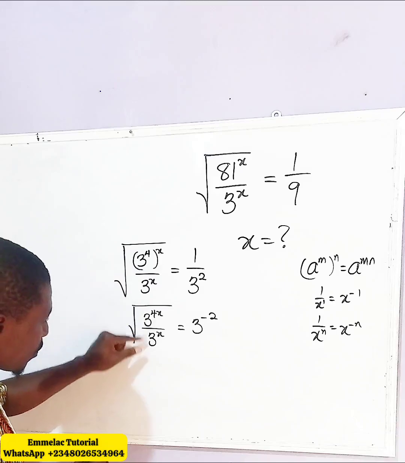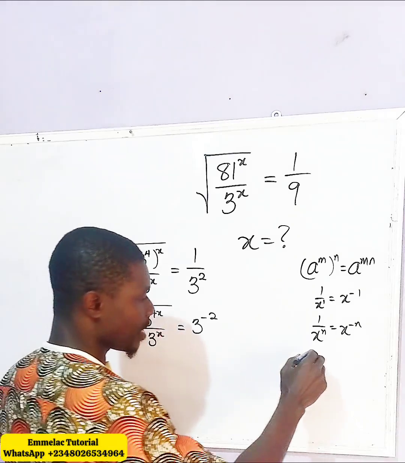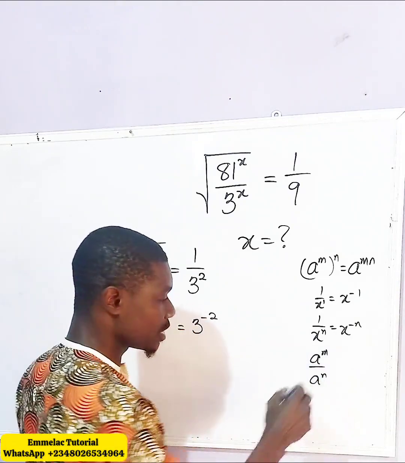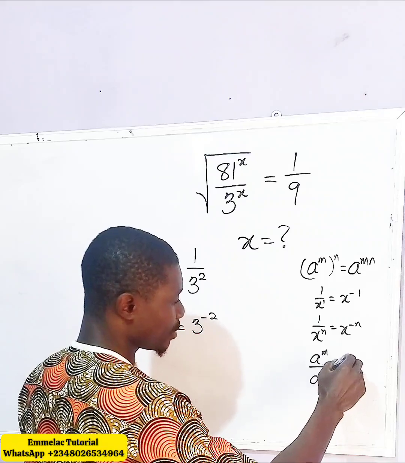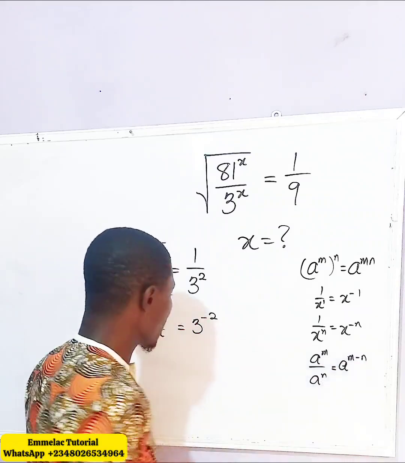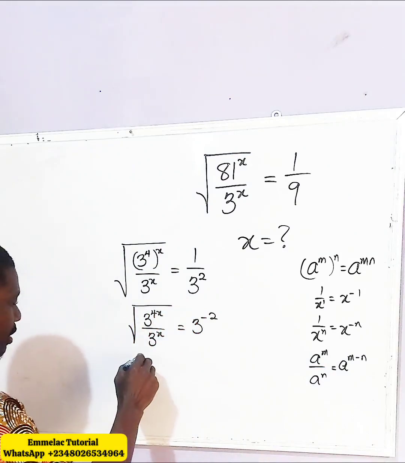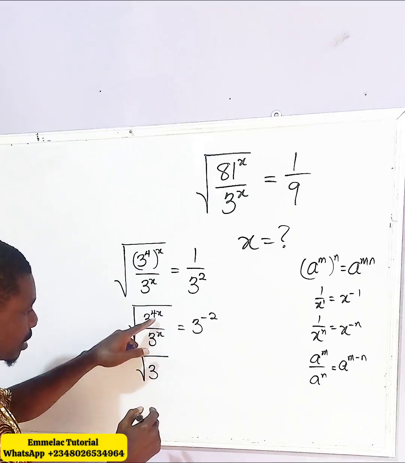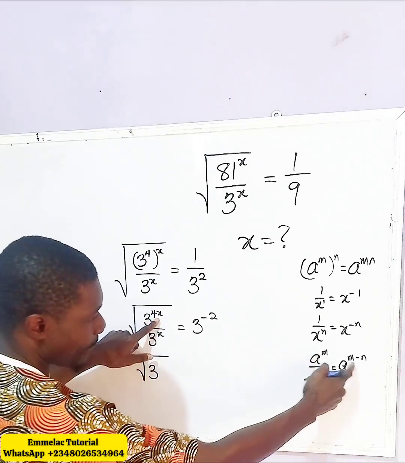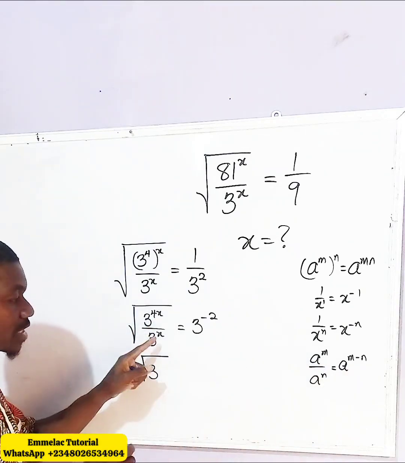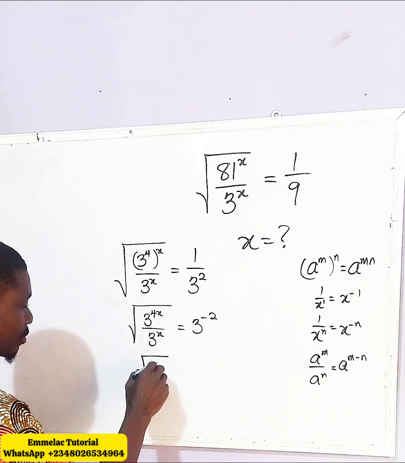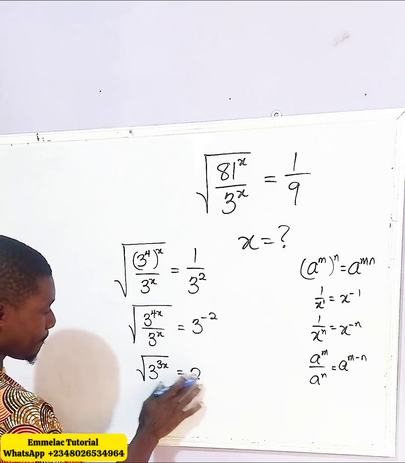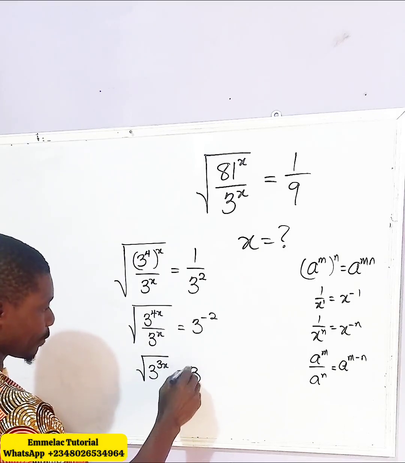Now let us still work on this. If you have a raised to the power of m all over a raised to the power of n, according to the law of indices, this is the same as a raised to the power of m minus n. Since it means m minus n, that will be 4x minus x, which gives us 3x. So we are left with 3 raised to the power of 3x, then equals 3 raised to the power of minus 2.